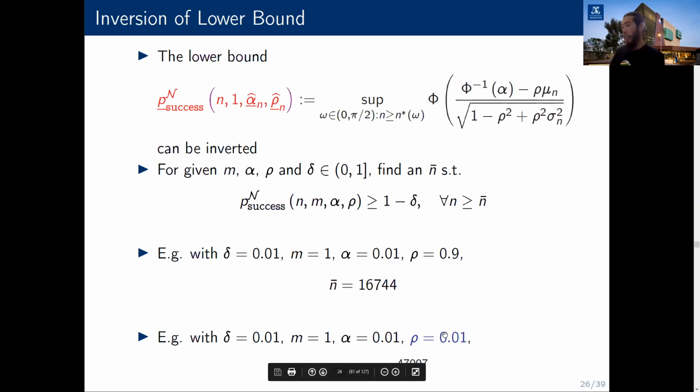In a more extreme example, if you make the correlation really, really small, then it will give you this crazy galactic order of magnitude value for n bar. And if you make your sample size this big, then your success probability is going to be at least 0.99. But I think it's the fact that we can do this at all with this analytical form of the lower bound. Whereas if you tried to find this value using numerical integration, I don't think you'd have much success.